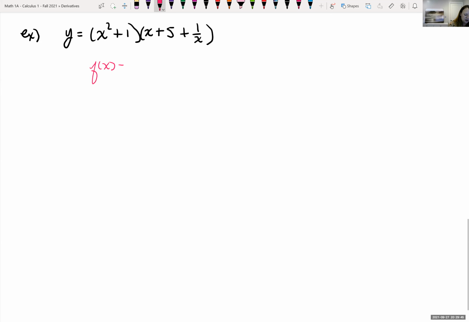We can see that our first function, let's call f of x, is x squared plus 1. And our second function, g of x, is x plus 5 plus 1 over x. The problem is that this 1 over x is not in the general power rule. We want to use the general power rule, so we can rewrite this. 1 over x is the same thing as x to the negative 1 power. So g of x we could rewrite as x plus 5 plus x to the negative 1 power.